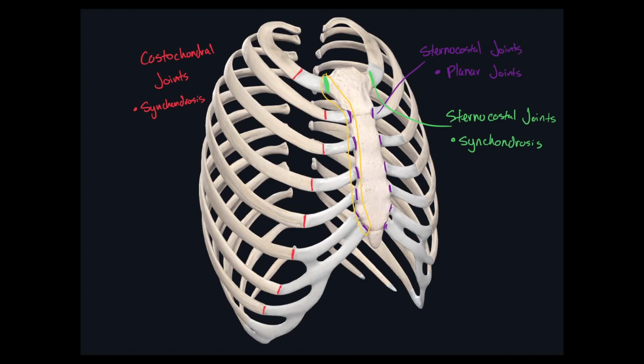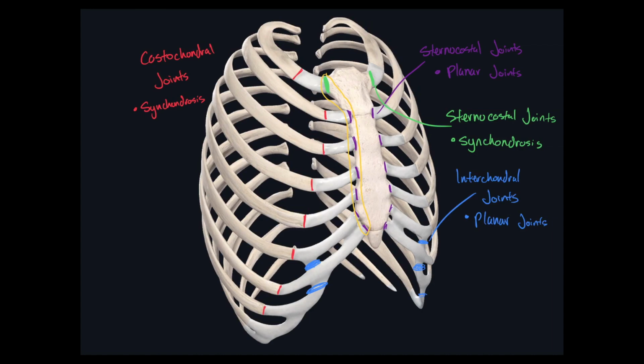The last joints found between ribs are actually located between the costal cartilages. There's one right here, there's one right here. It's pretty much where all the costal cartilages are united. These are called interchondral joints. And their classification is planar joints, meaning that they're synovial joints. Awesome, and those are all the joints found within the ribs.